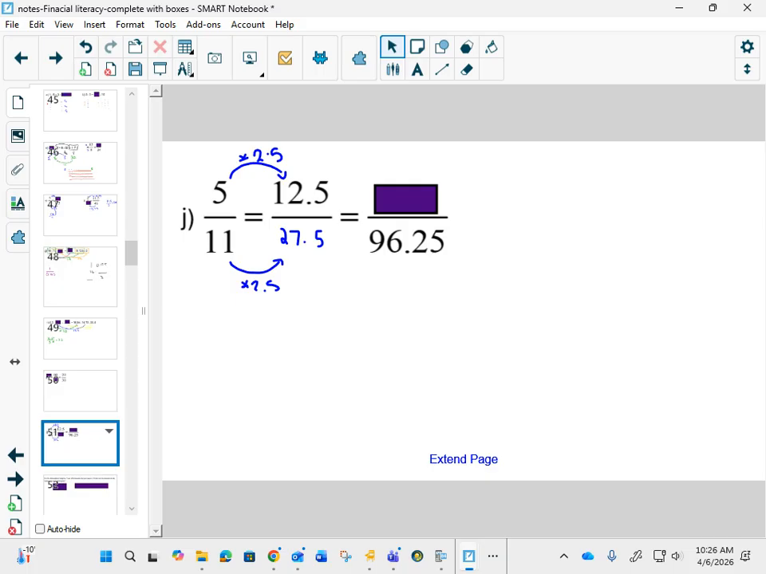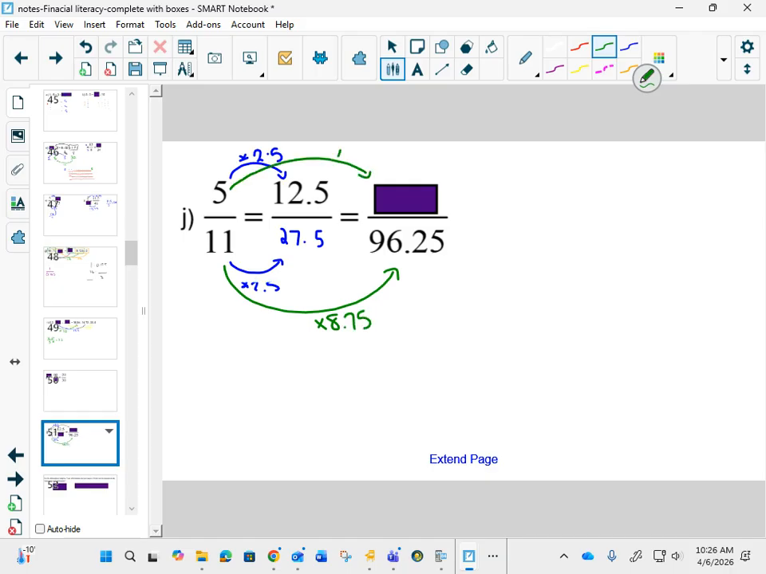What about from this one to this one? It's not big, but what are we multiplying by? Multiplying by 8.75. So from this one to this one, I would also have to multiply by 8.75. Gives me 43.75.